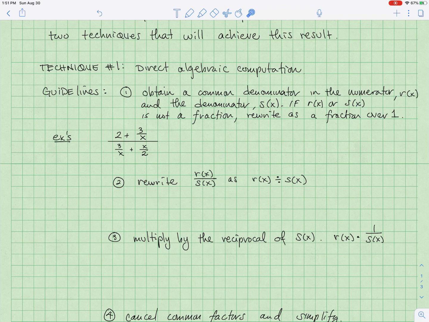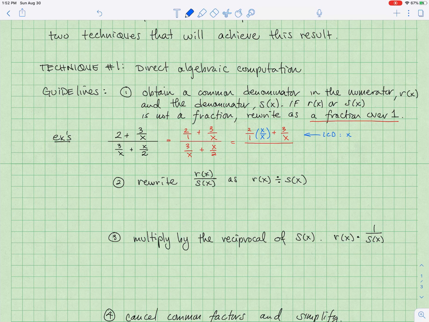So we're going to be doing the following here. First off, this is 2 over 1 plus 3 over x divided by 3 over x plus x over 2. So we have rewritten one of those expressions as a fraction over 1. And now we're going to get a common denominator. This is 2 over 1 plus 3 over x in the numerator. And in the numerator, the LCD is just x, so this one is going to need an x top and bottom.